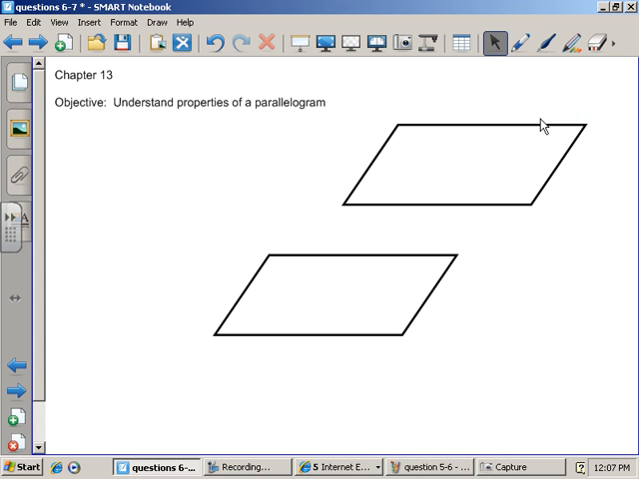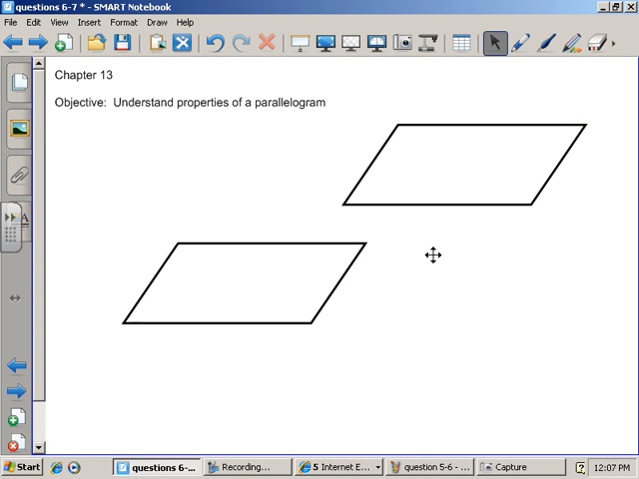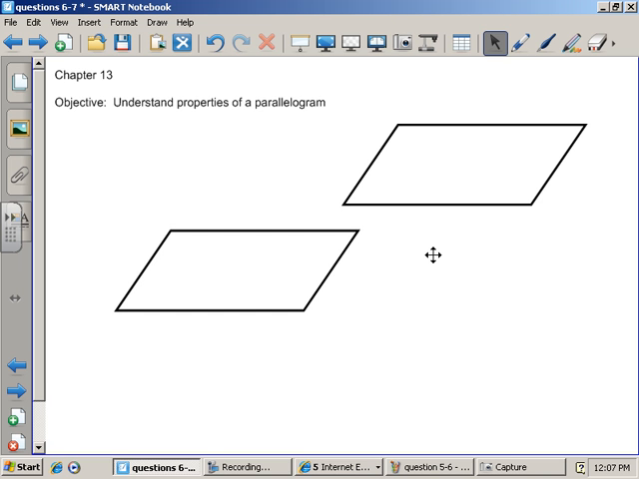Today we are going to be learning about parallelograms and the properties of parallelograms. So here I have one parallelogram, and one of the things that we need to know first is that a parallelogram comes from the word parallel because there are two pairs of parallel lines.